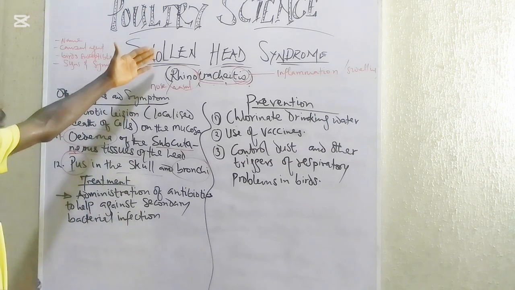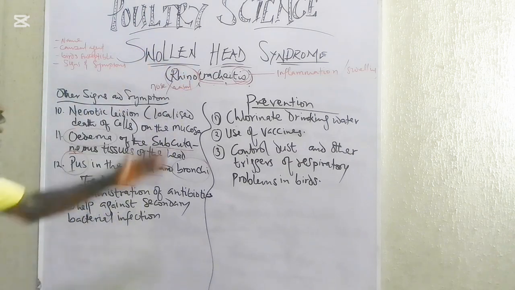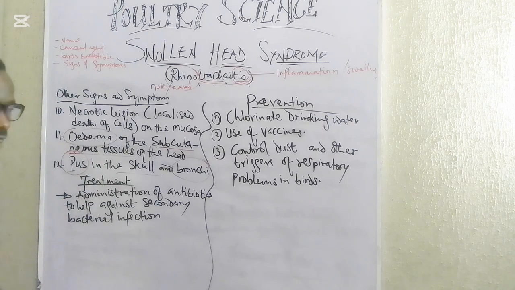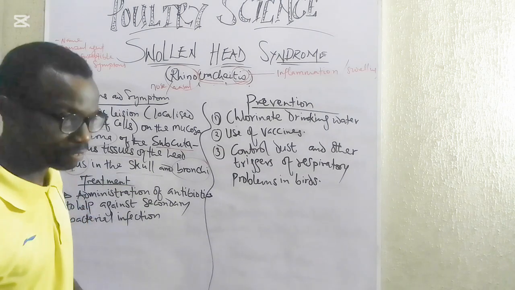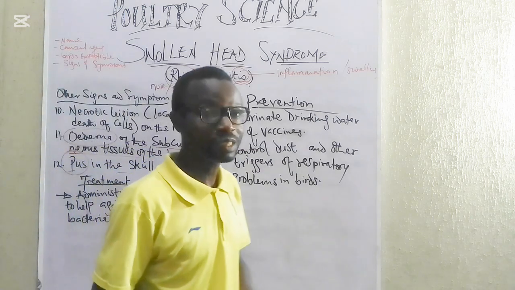Now, rhinotracheitis, which is the swollen head syndrome, is then a treatment. Let's see. The treatment can be met with the use of antibiotics, to help to reduce secondary infection. Now, what secondary infection means is this.